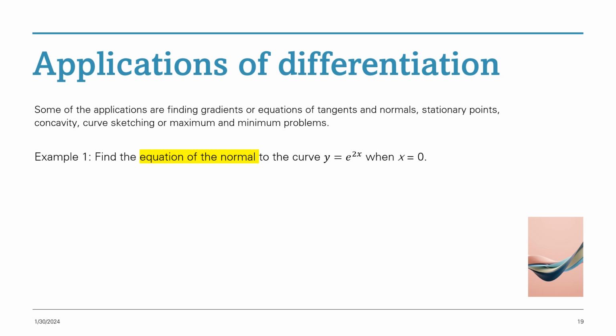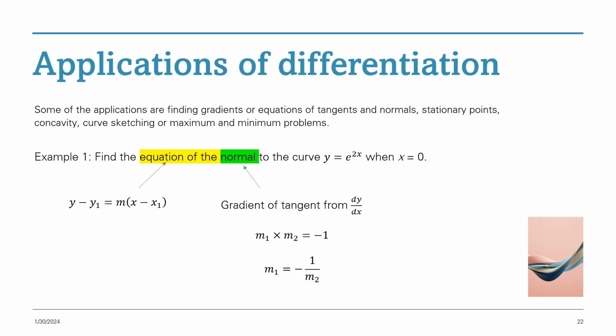So let's break this down. Equation: y minus y1 equals m(x minus x1). Equation of a normal, it's a straight line, so we use the straight line formula. The normal, hopefully you remember, is perpendicular to the tangent. So take the gradient of the tangent from dy/dx and then multiply to get -1. The negative reciprocal is how some of you might remember it. X equals 0. Remember, for every x value you need a y value. So therefore, we need to sub that x equals 0 into our original equation.